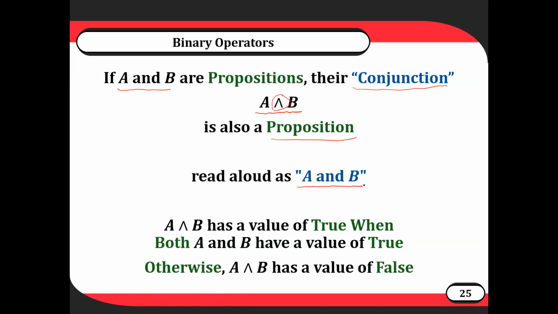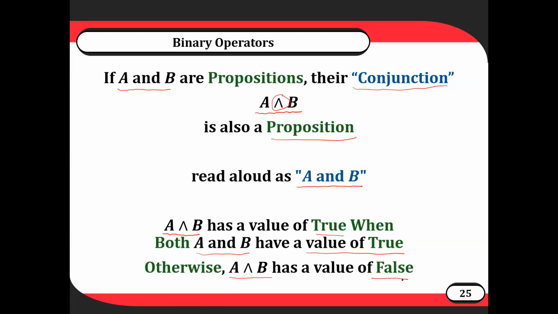It's a logical AND. So it takes the value in A and the value in B, and then does some operation and gives you an output. And the output is A and B has a value of true when both A and B have a value of true. So if A is true and B is true, A and B is true. Otherwise, A and B has a value of false. Okay. So I take two propositions, I apply some operation, and I get a single logical value back.